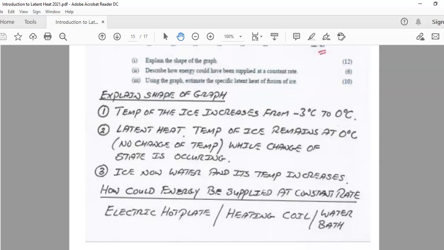Electrical hot plate, a heating coil, a water bath, they will all supply energy to the ice at a constant rate. Just notice it didn't mention crushed ice, even though it didn't refer to it in the question. Crushed ice has a larger surface area, so it generally melts faster. The last part, use the graph, estimate the specific latent heat of fusion of ice.